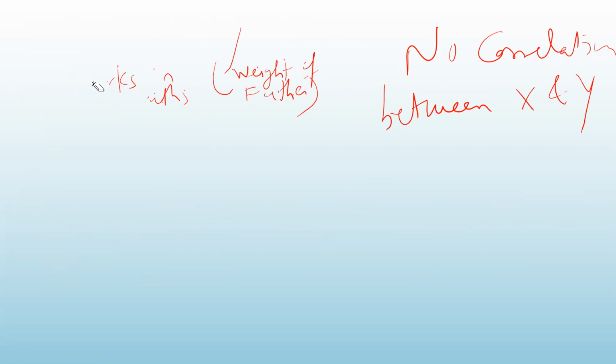So one method to check the correlation between two variables is the graphical method. In this method, what we do, we take the values of one of the variables on the x-axis and the other variable on the y-axis. Let us see how we do that.